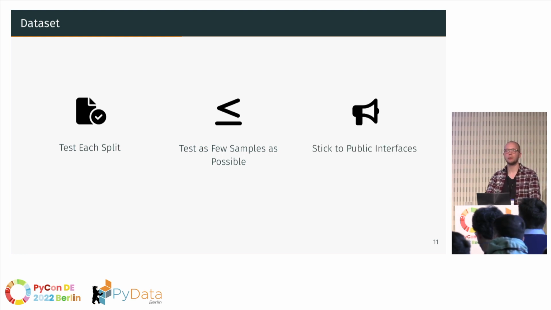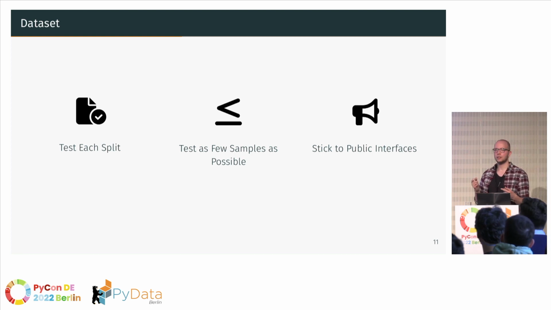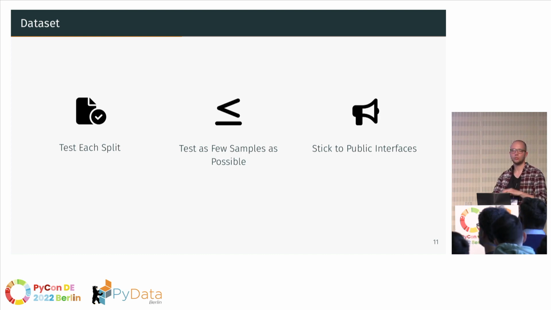And third, stick to public interfaces. If you've paid attention, you may have noticed that I did not call any other methods on our data set than the getItem method with the brackets. This is because the unit tests should only test the public interface of whatever you're testing. Otherwise, when your internals change, your tests have to change too. So this kind of test could be reused over and over again for each data set because the data set API is fixed in PyTorch.